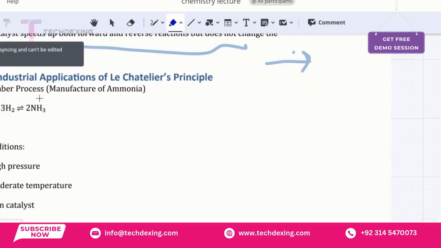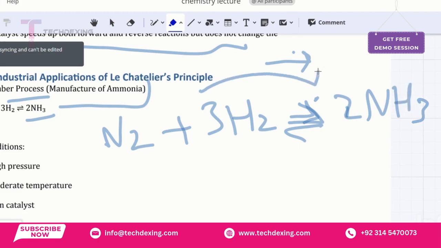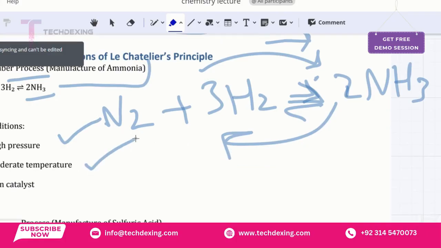Then you will see the industrial applications of Le Chatelier's principle. Basically, the Haber process. It is the process in which we manufacture ammonia. Now you can see that hydrogen plus nitrogen will form ammonia here. This is called the equilibrium state, in which reactants are converting into the products, and the products are again converting into the reactants. It requires high pressure, moderate temperature, and an iron catalyst. The iron catalyst is working here, although it is not added into the reaction, because a catalyst works with it but does not involve itself inside the reaction, and is not part of the products.